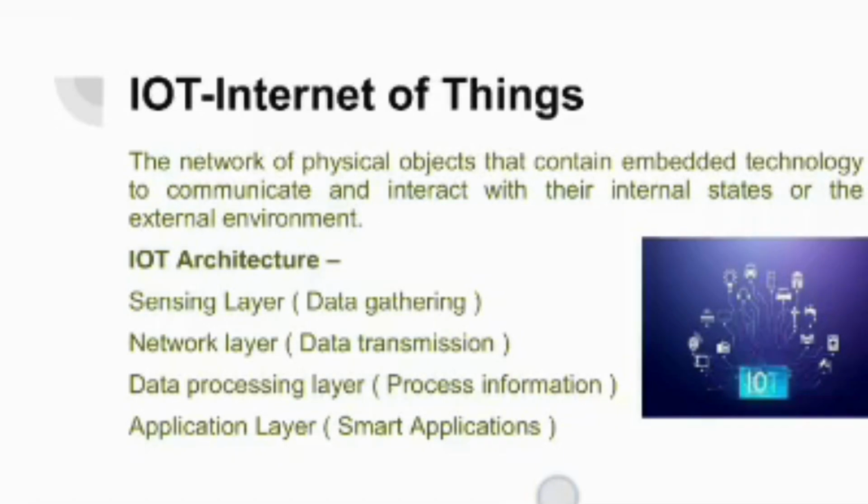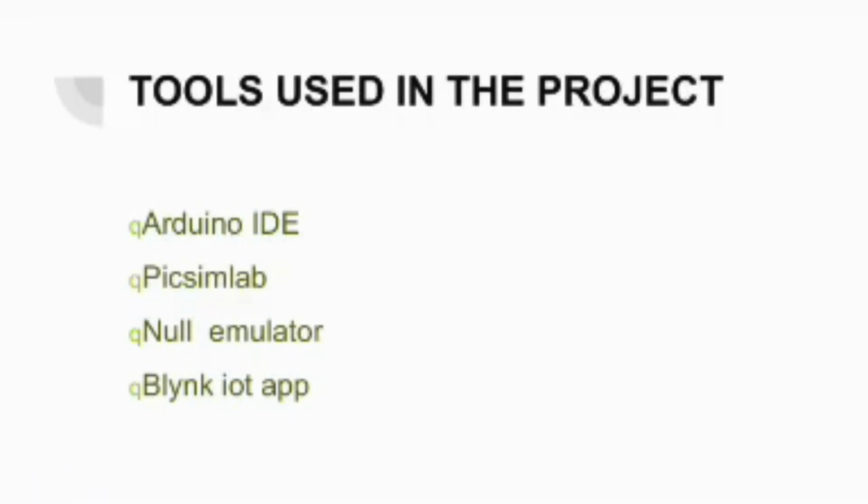Now I'll explain about the IoT, Internet of Things: the network of physical objects that contain embedded technology to communicate and interact with their internal states or external environment. IoT architecture is categorized into sensing layer, network layer, data processing layer, and application layer.